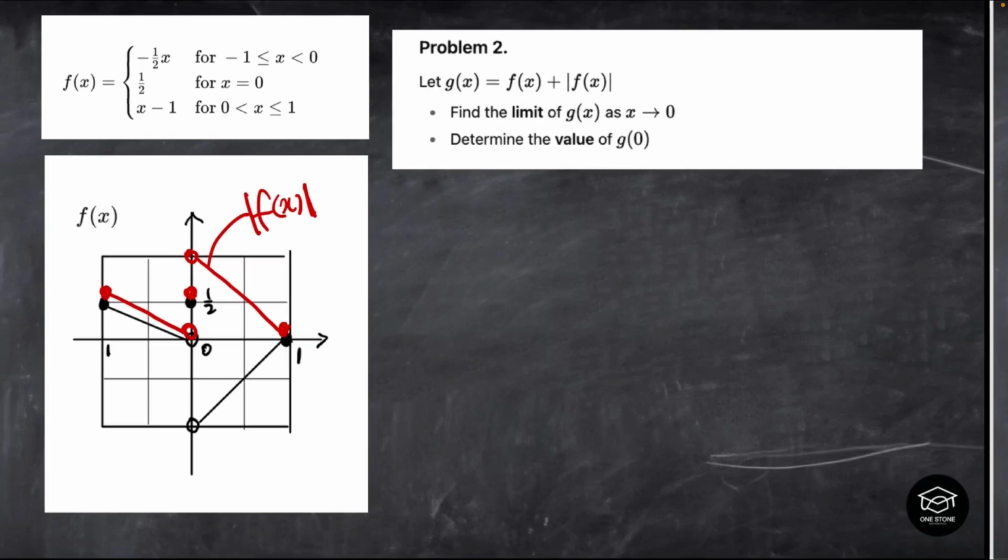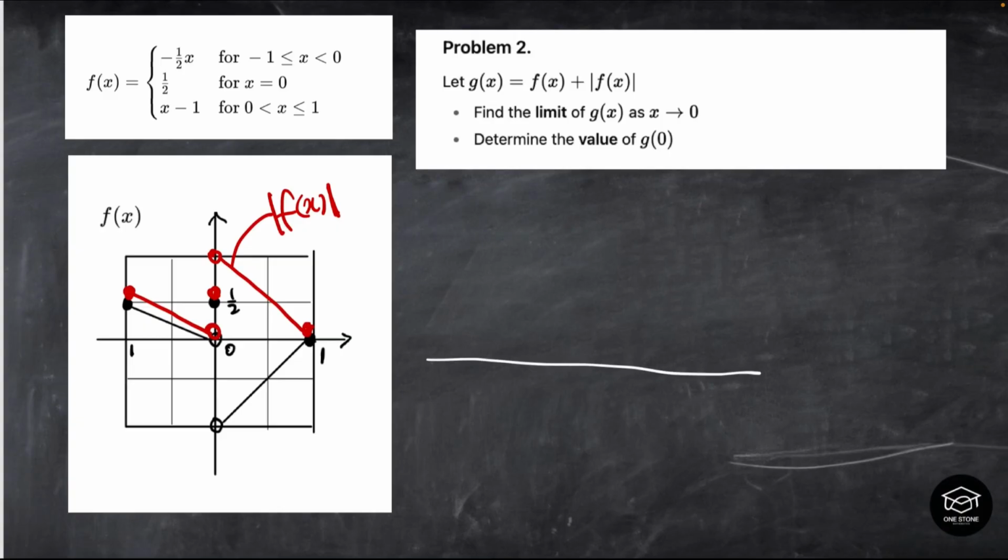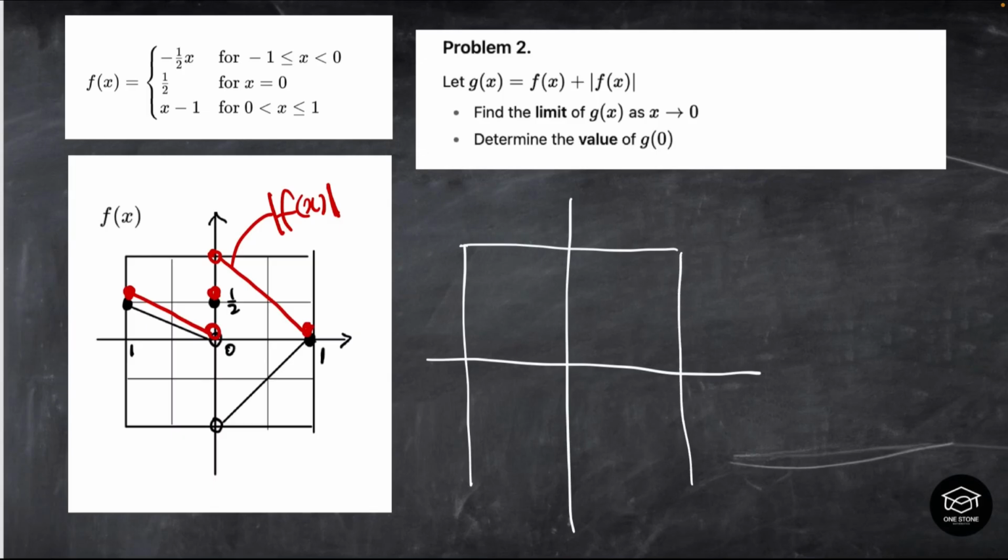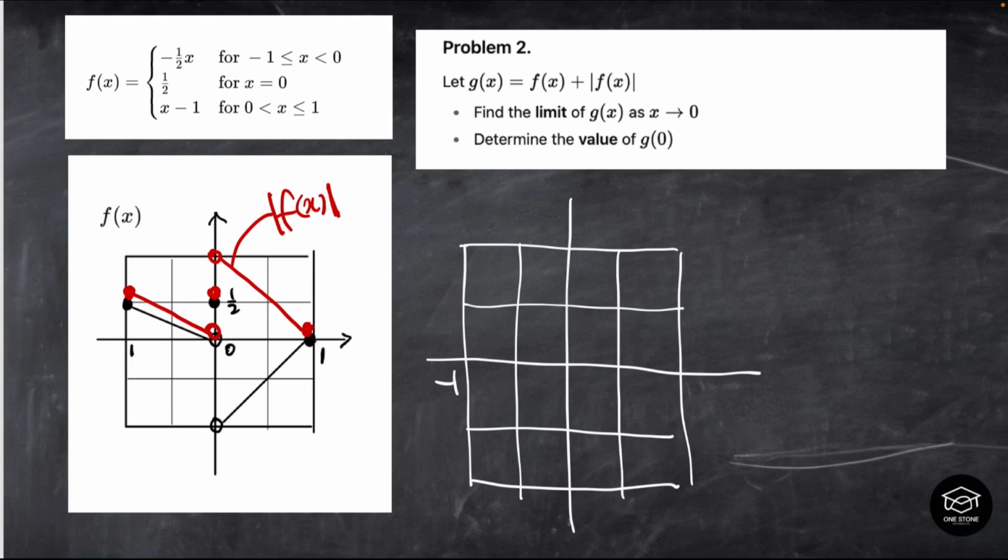Problem 2. Let g(x) equal f(x) plus the absolute value of f(x). We want the limit of g as x approaches 0 and the value at 0. Case 1, when x is less than 0, f(x) equals -1/2 times x, which is non-negative, so the absolute value is the same. Adding them gives g(x) equals -x. The limit from the left as x approaches 0 is 0.